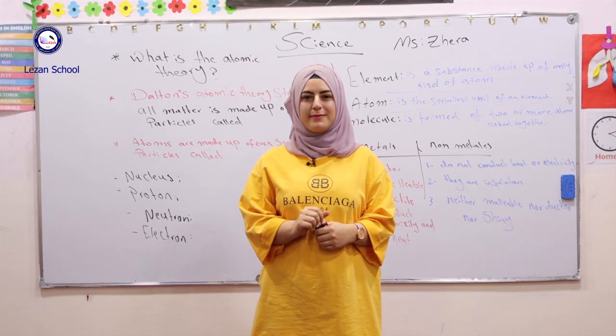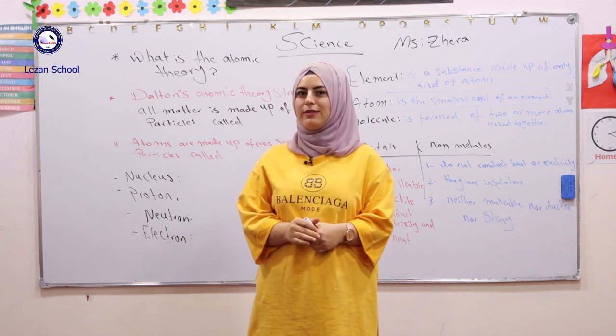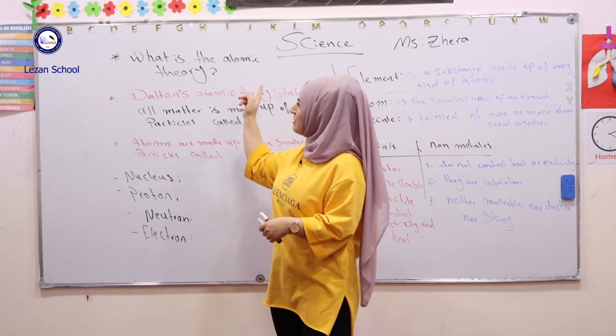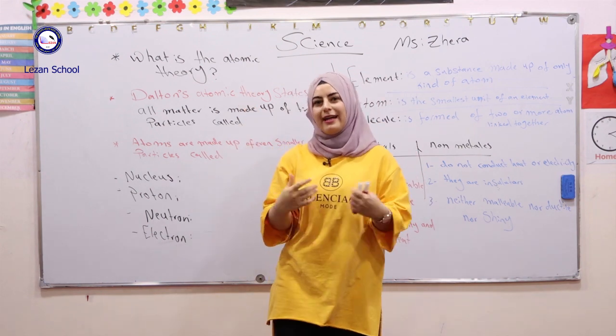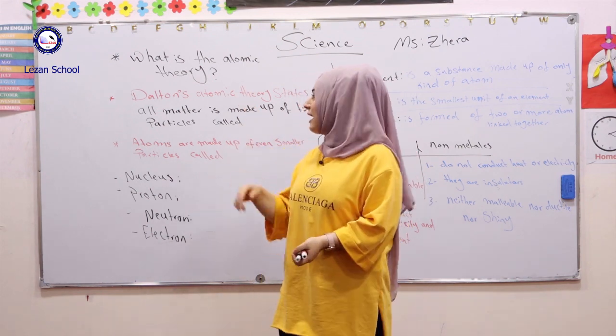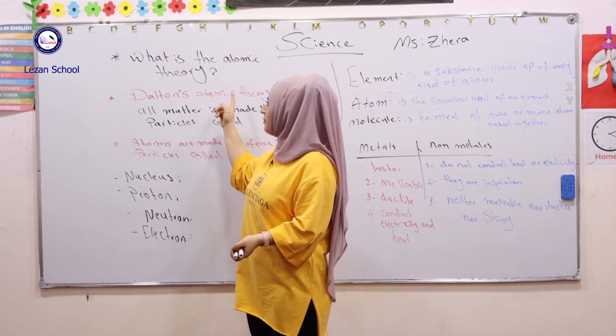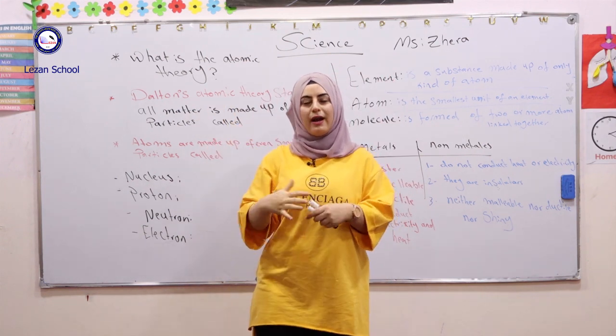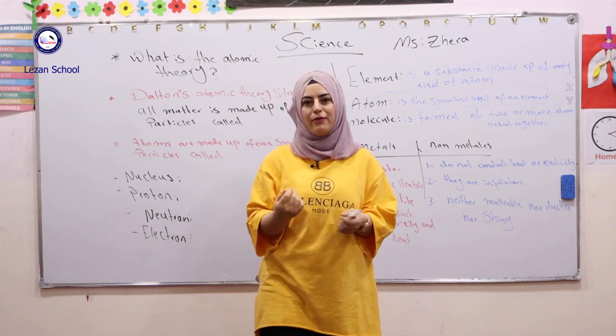Today I'm going to explain atomic theory for grade 6. Let's start from this question. What is the atomic theory? We will start with what the atomic theory is, and after that we talk about Dalton's atomic theory. This question is very important. Why? Because, as you know, all of the matter around us is made up of atoms.